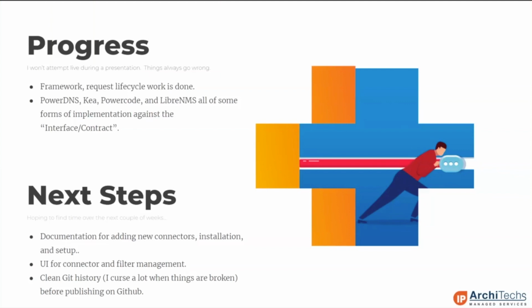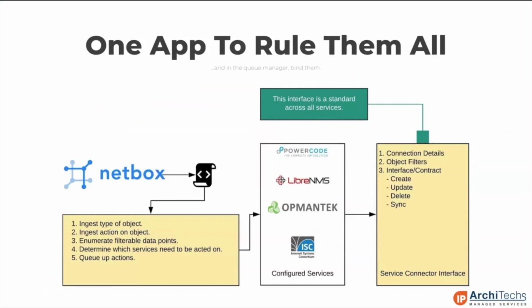moving some of these connectors into their own package, documentation, and then just having a UI to quickly add different instances of different supported services. So, we can have two different Libre services, for example. And based on the tenant that you set a particular site or a particular device to in NetBox, we can choose to send it to a different instance of LibreNMS or a different instance of Observium, for example.